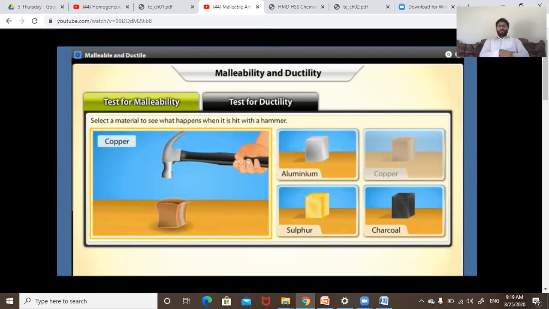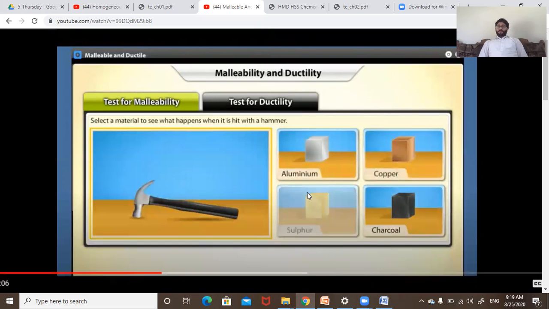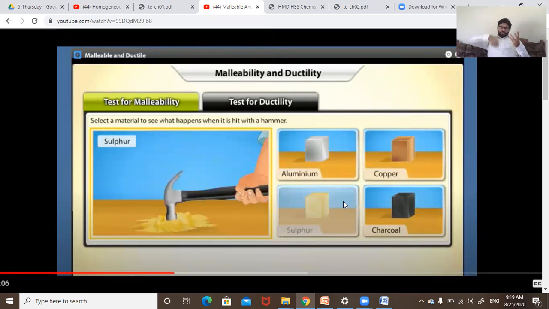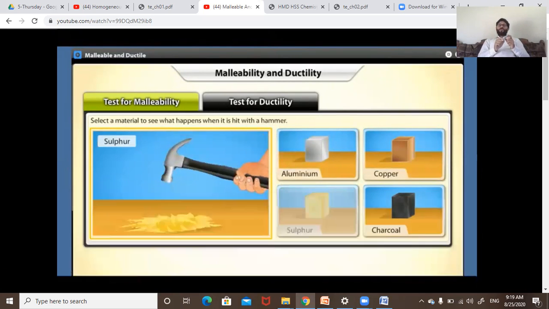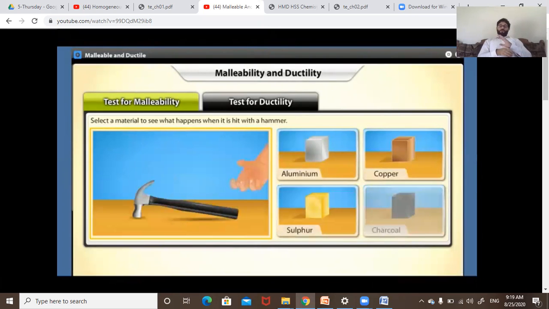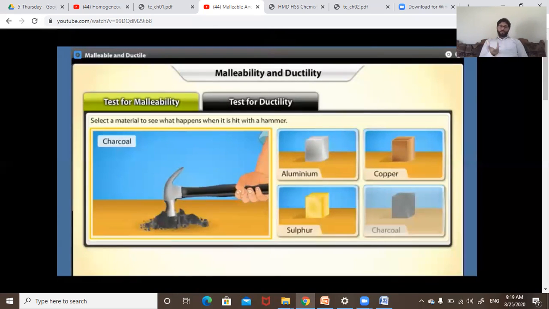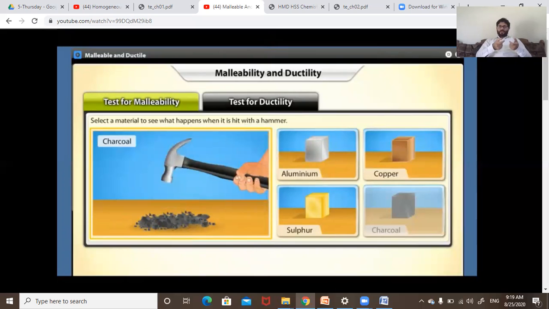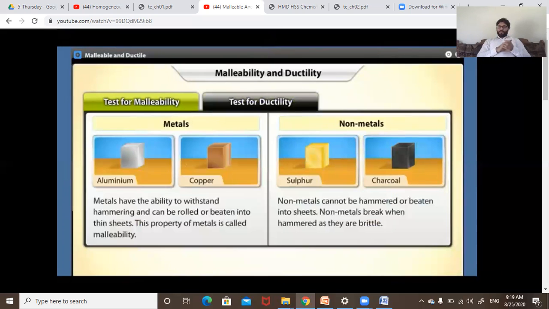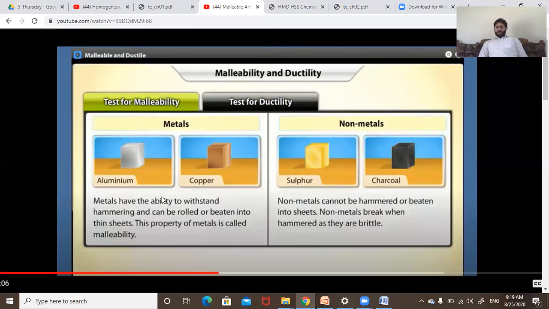So aluminium and copper are malleable, while sulfur, look at this case, is a non-metal. It is in the solid state. When we hit it, it converts into powder. So it is brittle. It is not malleable and not ductile. Charcoal has the same property. Charcoal is made up of carbon, a non-metal. It converts into powder, so it is non-malleable. So clearly, aluminium and copper are malleable, while the non-metals, sulfur and charcoal, are brittle.